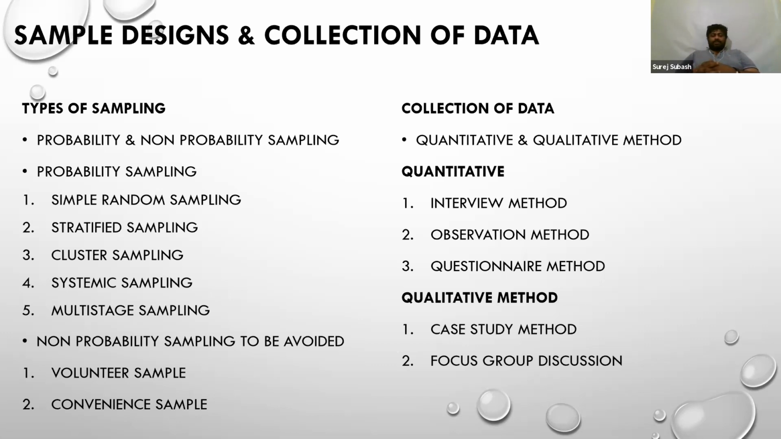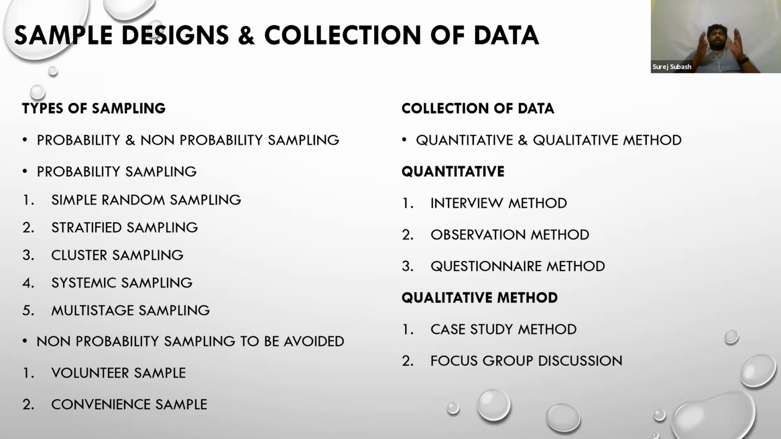So for quantitative data, there are three types of data collection. One is the interview method, where a person sits and asks the patient questions, or a questionnaire can be answered, or certain questions are asked and then the interviewer takes the answers from the person. The second is observation.